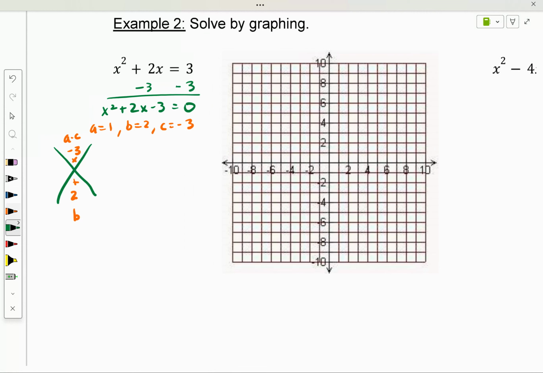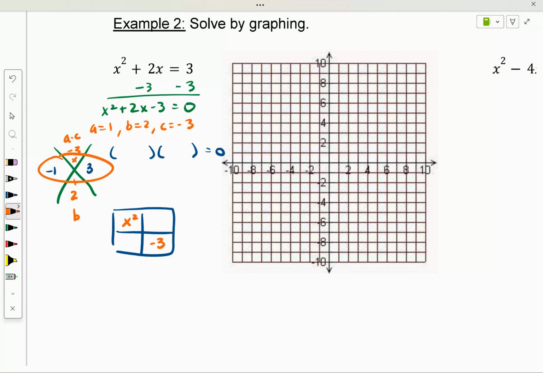So here, if you think about it, those numbers will be negative 1 and 3. Here you could use the box, or some of you might just be able to tell because our a is 1, we could jump right to our factors. But let's just do the box in case you forgot. So x squared top left, negative 3 in the bottom right, and then your two numbers that you found earlier in the other two corners.